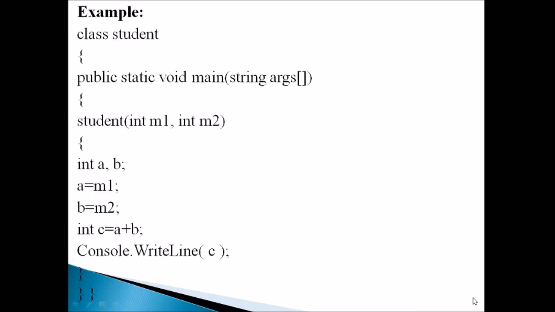Let us see an example. Class Student, public static void main string arguments. Here Student is defined as a constructor with the parameters int m1, comma, int m2. Okay, the values will be passed while the constructor is called. When will the constructor be called? While we create the object. So while we create the object, the defined constructor will be called. At that time we have to pass the values for the constructor.